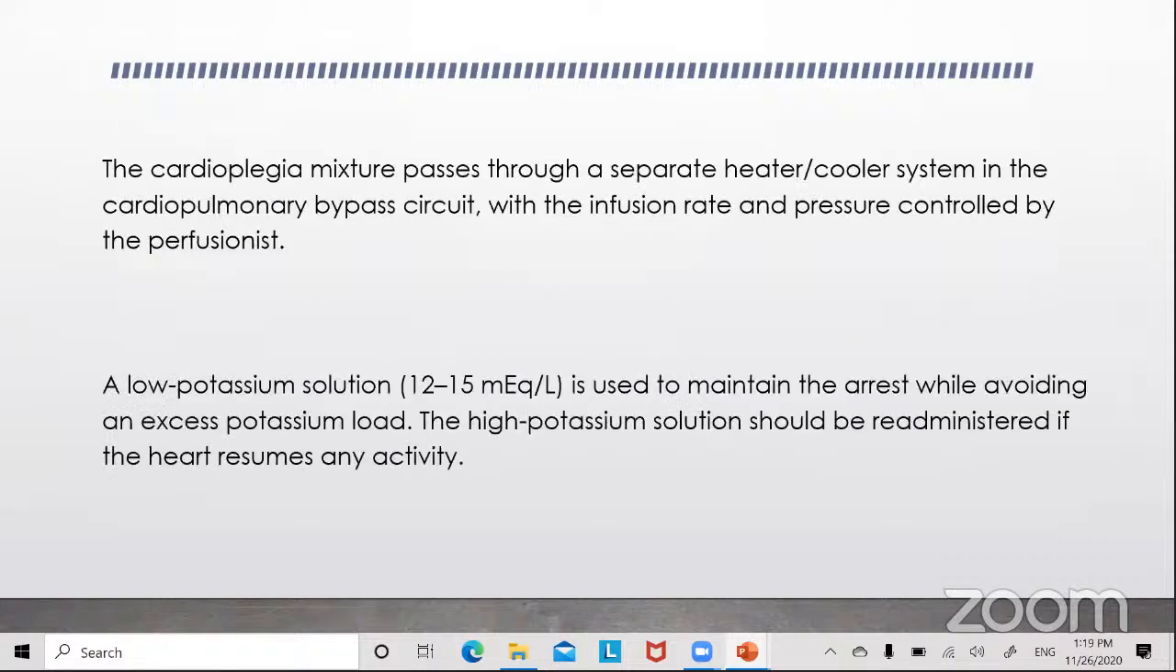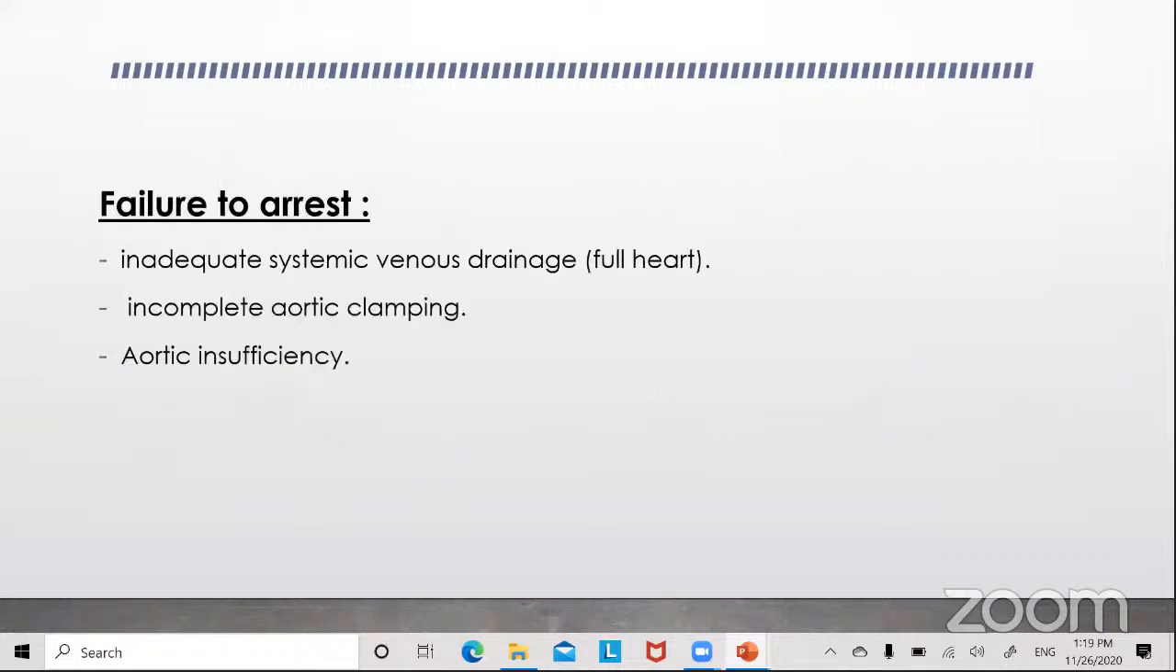The cardioplegia mixture passes through a separate heater or cooler system in the cardiopulmonary bypass circuit, with the infusion rate and the pressure controlled by the perfusionist. A low potassium solution is used to maintain the arrest while avoiding an excess potassium load. A high potassium solution should be re-administered if the heart resumes any activity. Failure to arrest can mean inadequate systemic venous drainage, incomplete aortic clamping, or aortic insufficiency.